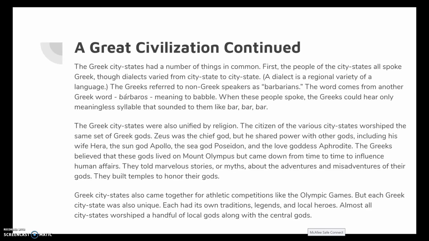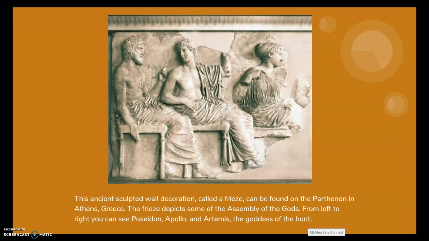They also came together for athletic competitions like the Olympic Games, just like we have today. The Olympic Games are based in the history of the ancient Greek Olympic Games. But each city-state was still unique. Just like each state and each city has its own personality, each city-state was unique even up to how they governed themselves. They had their own traditions, legends, local heroes. They worshipped a handful of local gods along with the big central gods.